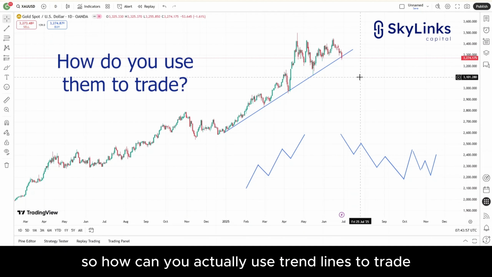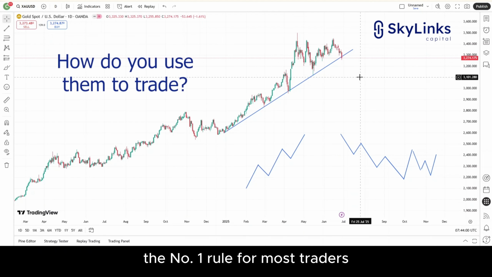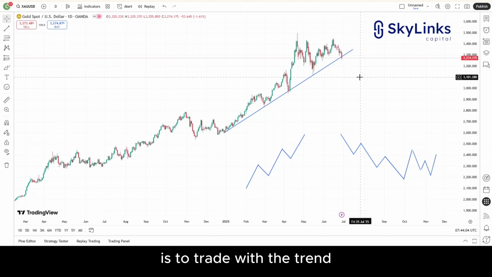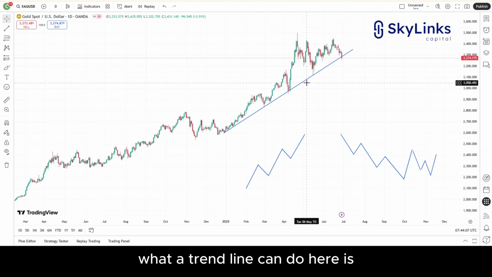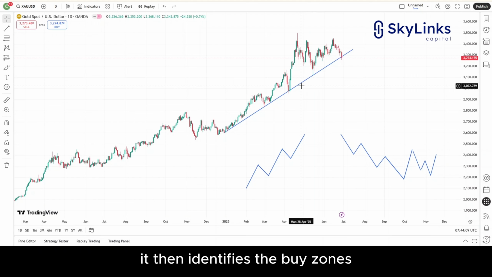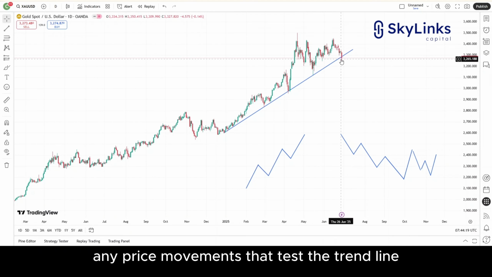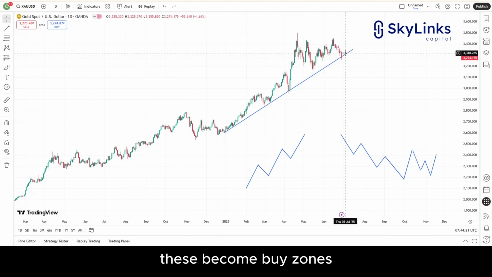So how can you actually use trend lines to trade? The number one rule for most traders is to trade with the trend. What a trend line can do here is it can identify the trend. It then identifies the buy zone. Any price movements that test the trend line and that trend line holds, these become buy zones.